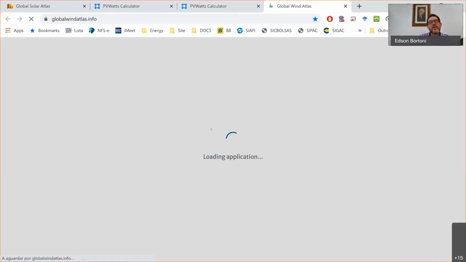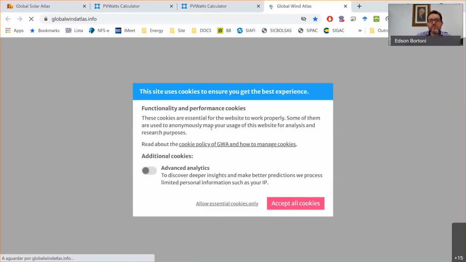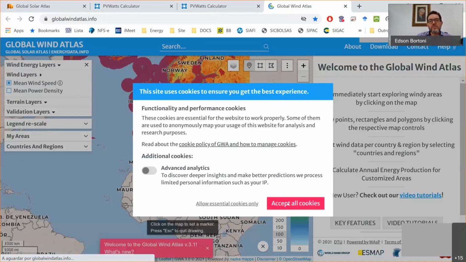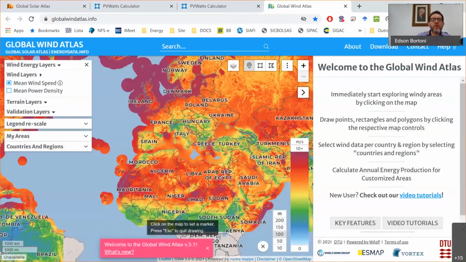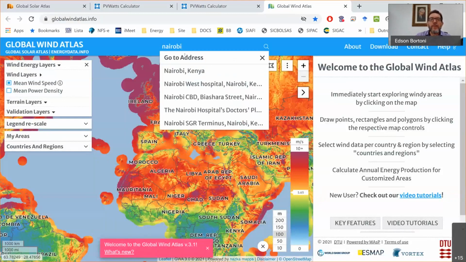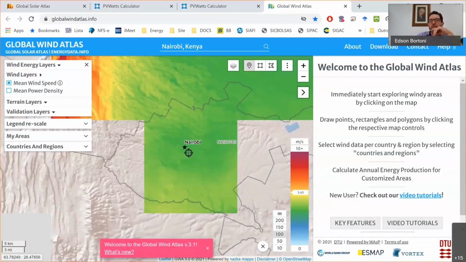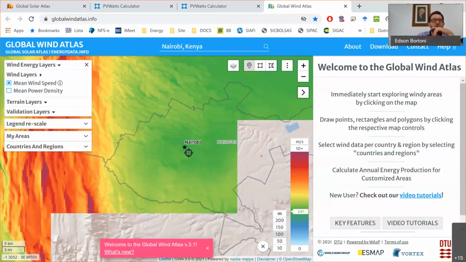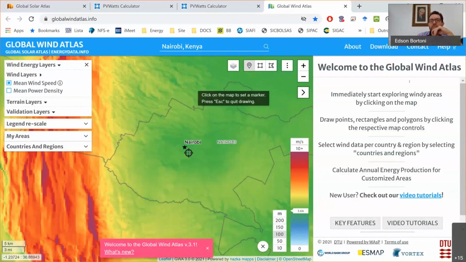You go to the internet. Let's look for Nairobi here. Nairobi Canyon. Okay. You can expand the graph here.